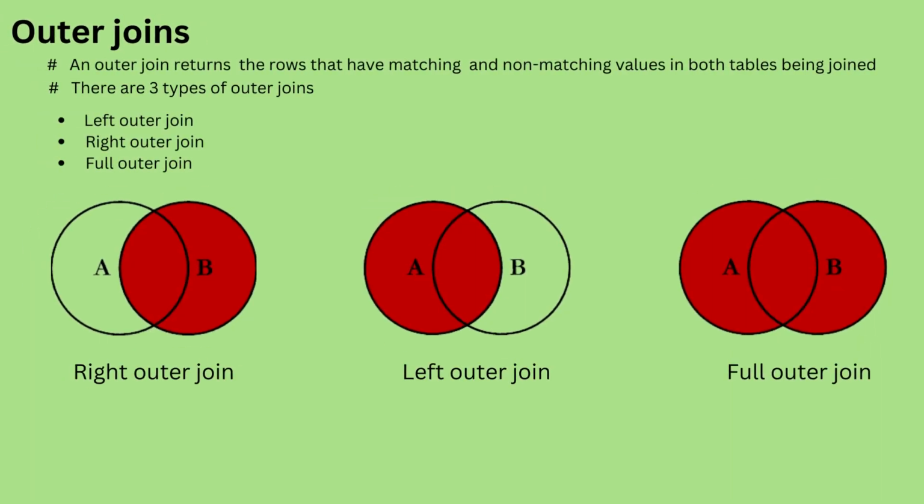Moving on to the outer joins. They return the rows that have matching and non-matching values in both tables being joined. They are further classified into three types: right outer join, left outer join and full outer join. Let's have a deep look at each type.